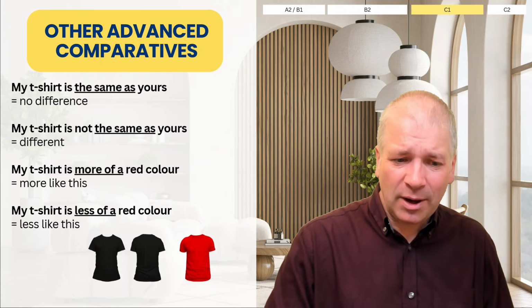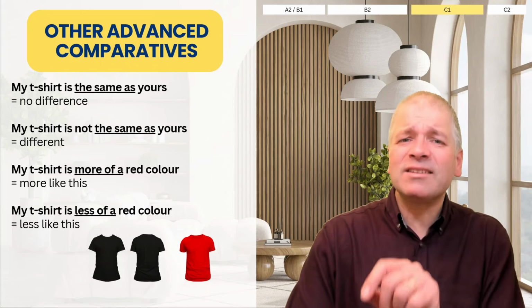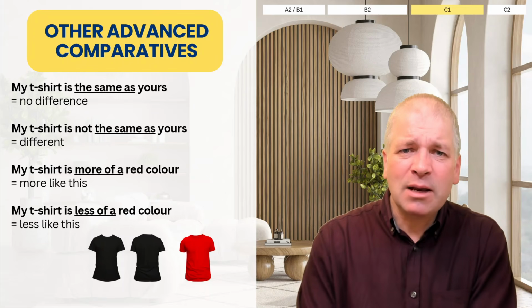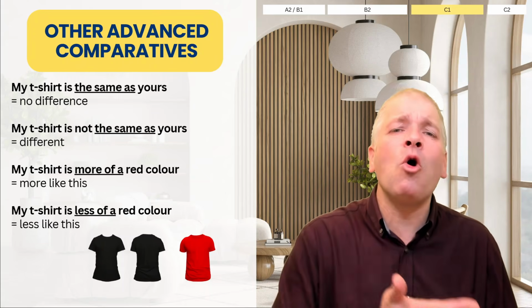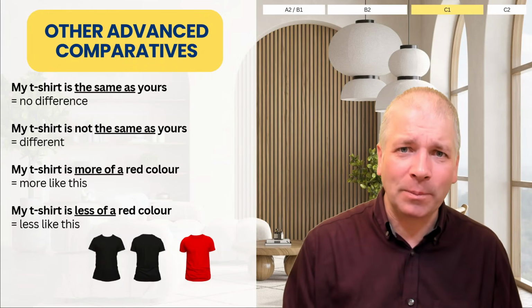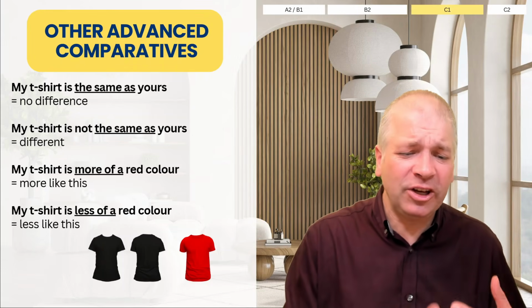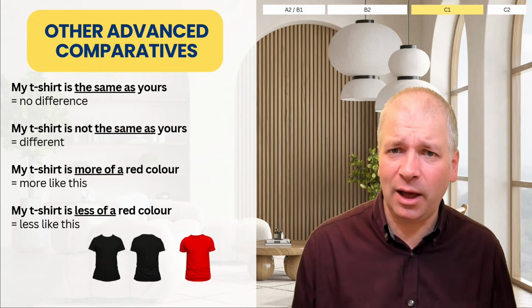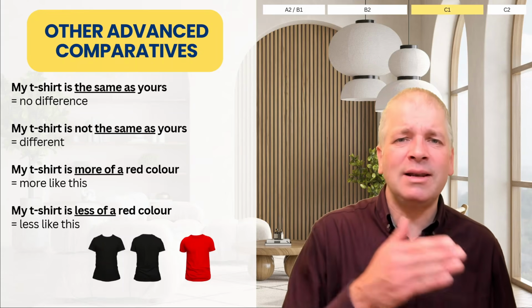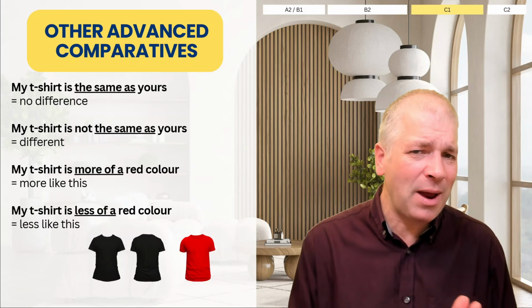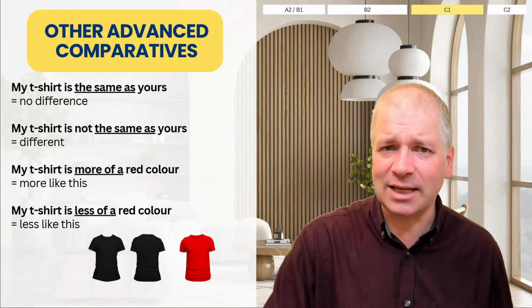But we could also say my t-shirt is more of a red colour. And that means not that it's necessarily red, but it looks more red than the other one. And if I said my t-shirt is less of a red colour, well, that doesn't mean it's not red, it just looks less red. The other thing I'm comparing to has more red in it.